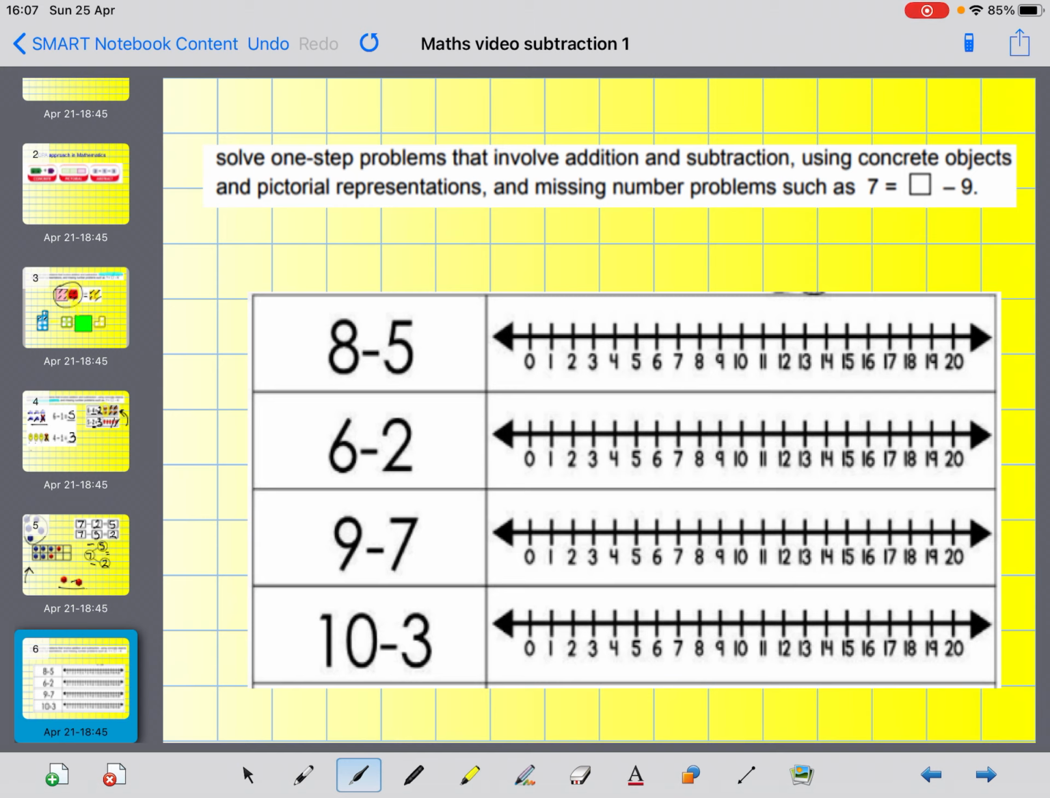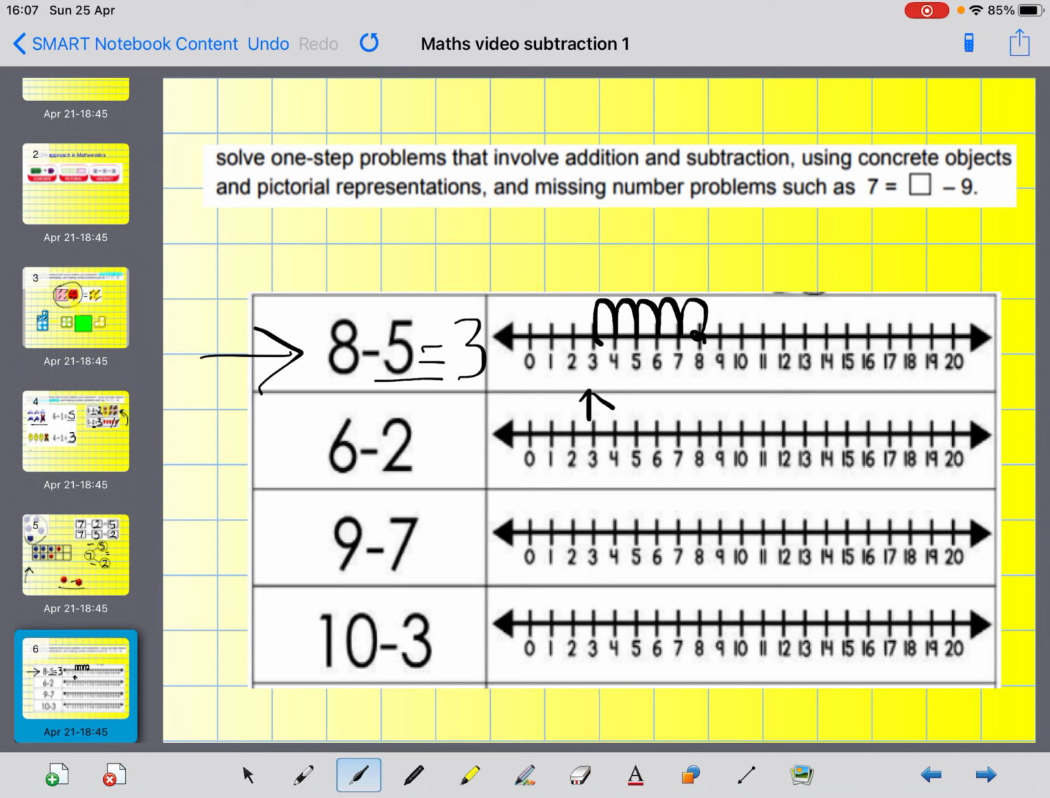So for example, let's look at the first example here. I've got 8 subtract 5. So I have to find number 8 first, which is here, and I'm going to subtract 5, which means I need to count backwards. How many times? 5. So 1, 2, 3, 4, 5, and I landed on number 3. So 8 subtract 5 equals 3.